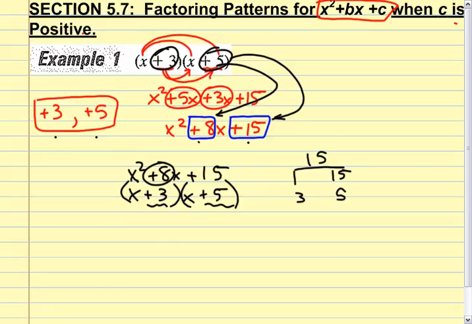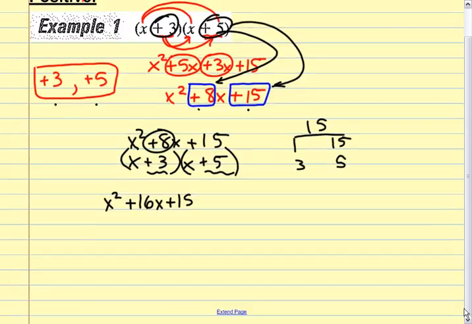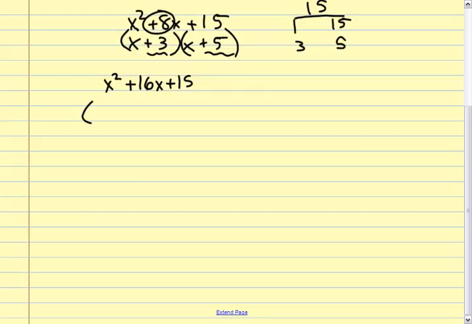Okay, that's good. Let me ask you this. What if I had x squared plus 16x plus 15? Let's quickly factor this one. What goes in front? X goes in front. Take the last number and factor it: 1 and 15, 3 and 5. Which pair gives me 16? The 1 and 15. Plus 1, plus 15.